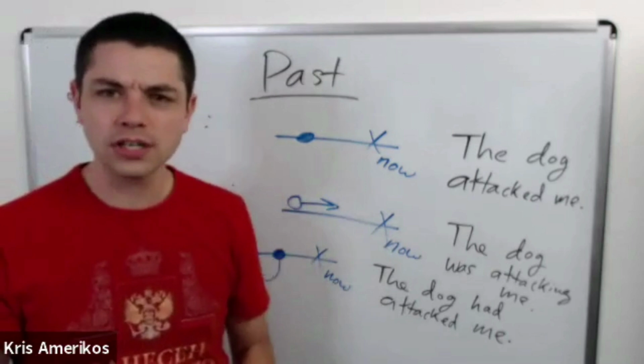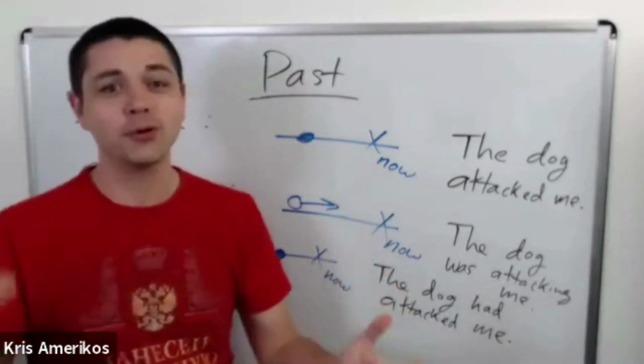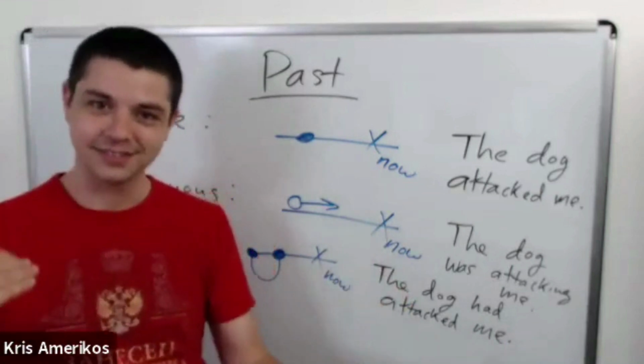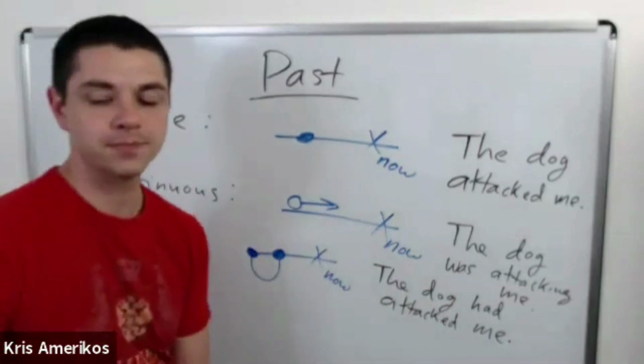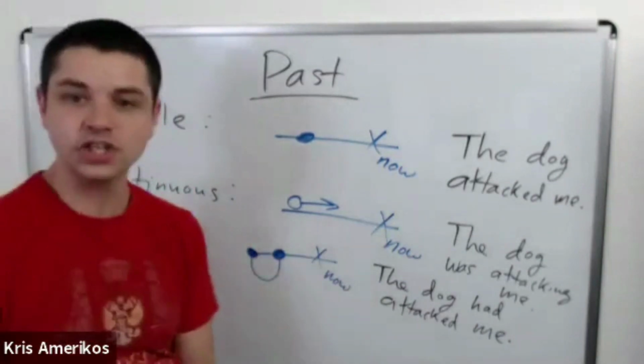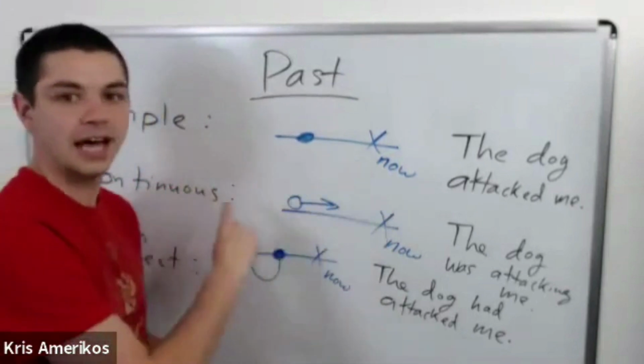Why were you late for work yesterday? I was late because the dog had attacked me before I was late. Right? Now let's look at some other examples. But in general, this is a good idea to think about it in a timeline.